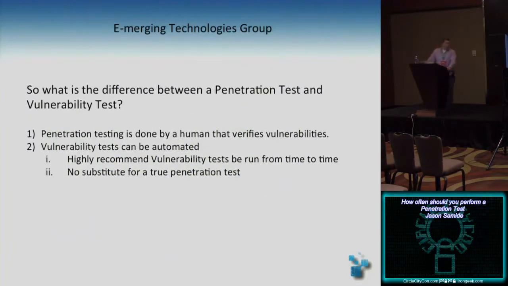So again, the primary difference is the human that verifies those vulnerabilities and can look at that and say, the vulnerability of the printer in the cafeteria does not pose as great a risk as the perimeter firewall that has an OS on it that's no longer in support. So there's definitely some risk associated with that.